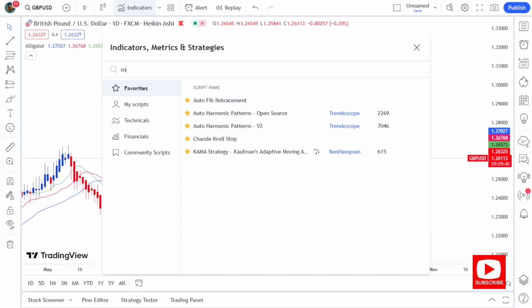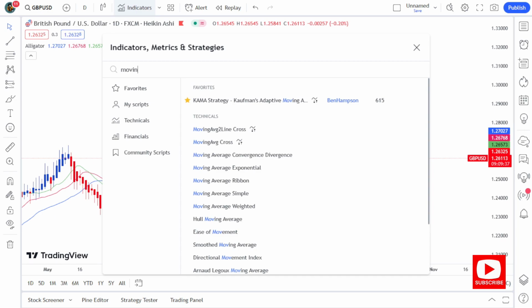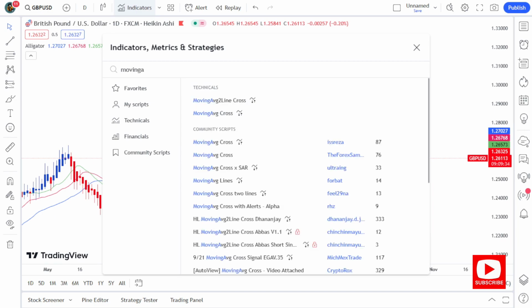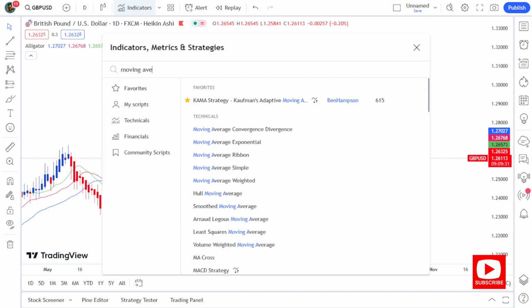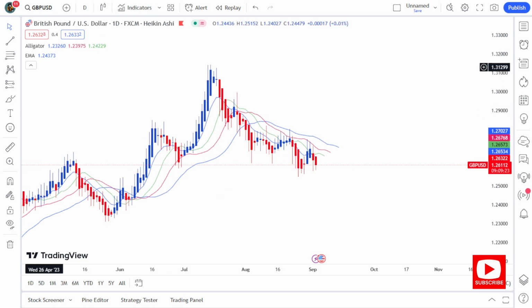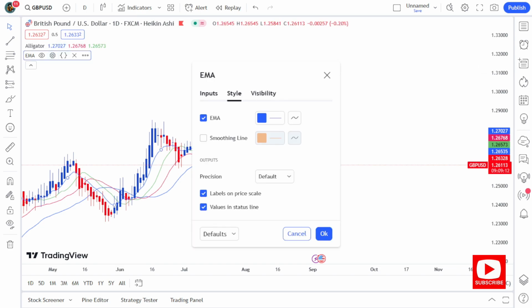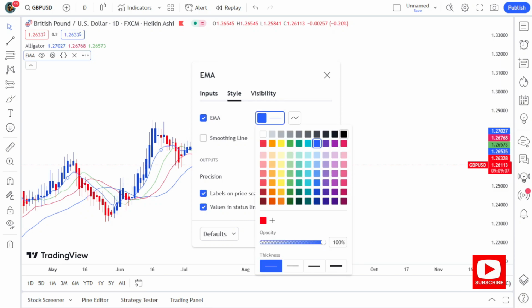Go to the indicators tab and type moving average, exponential, that is EMA, exponential moving average. Now we need to change the settings if you're in TradingView so it's not cluttered with our Alligator Indicator. So we go to the settings tab and we change the style from blue to black. Make it a little bit thicker so you know the difference.